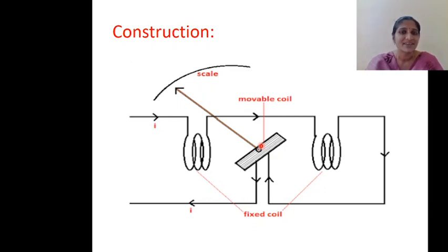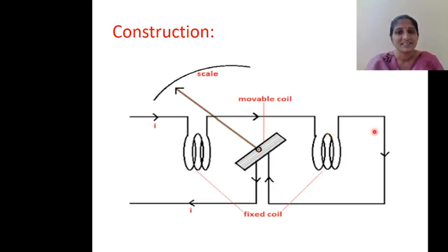Coming to the construction, what are the different parts here? It consists of two fixed coils. We can say that a fixed coil is divided into two equal parts. And one moving coil, and there is a pointer which moves over the scale. Also, on the movable coil there are hair springs, which provide the spring control. And for damping, you can use air friction damping. So this is about the damping.